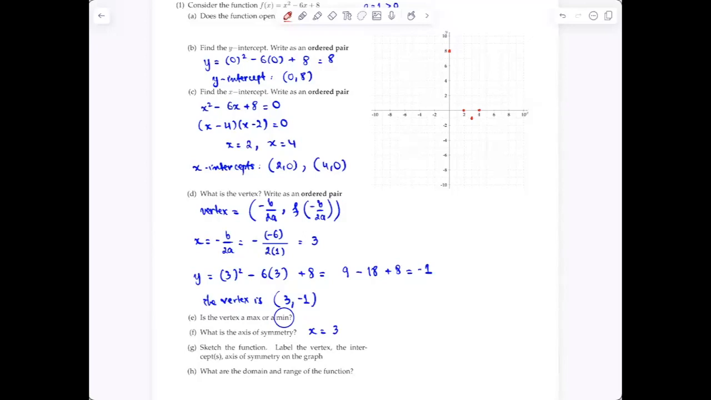All right, so that is the axis of symmetry, that vertical line going through the vertex. So let's connect the points together to sketch out the parabola.